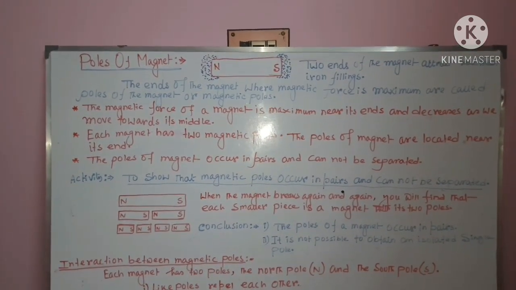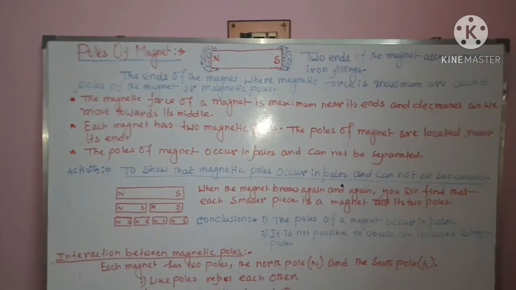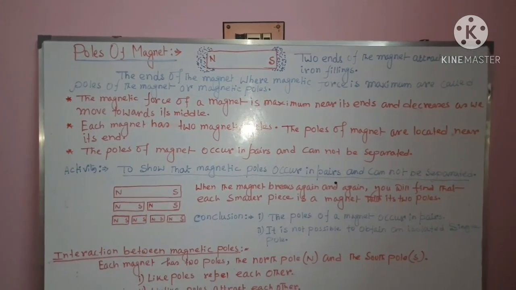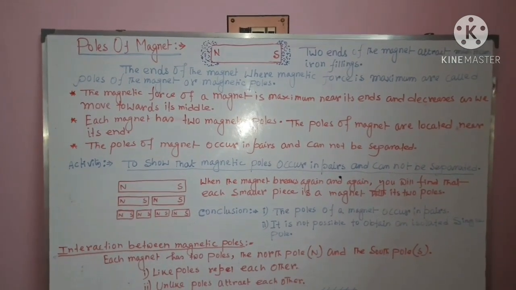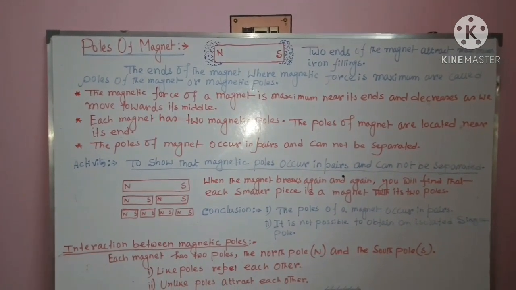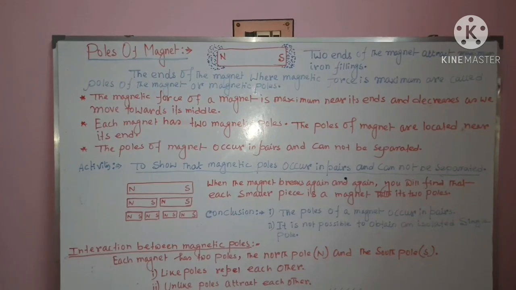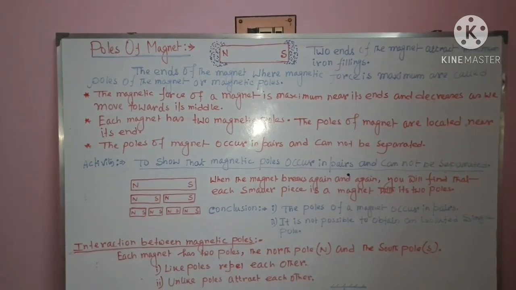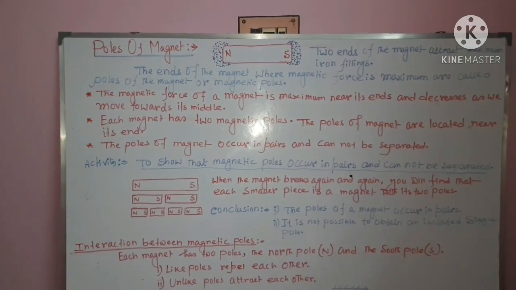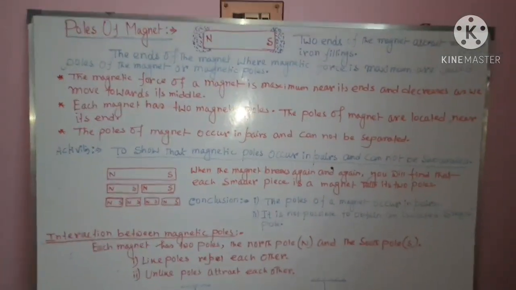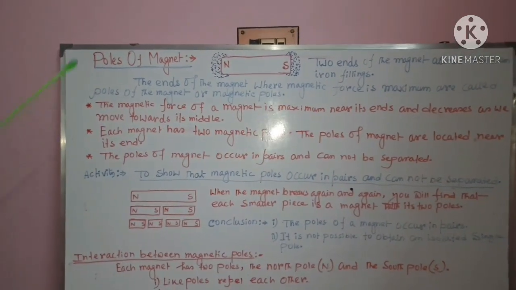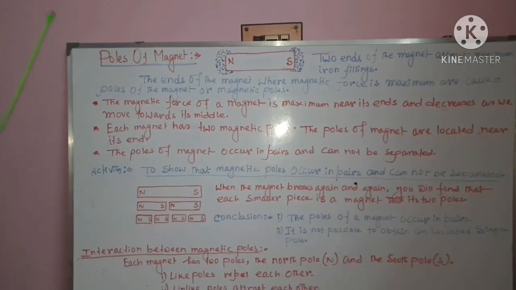On a piece of paper, you just take some iron filings. Now you take a magnet and keep the magnet on the piece of paper. You are able to see that maximum iron filings are attracted by the two ends of the magnet. So from this observation, you can define the magnetic poles.